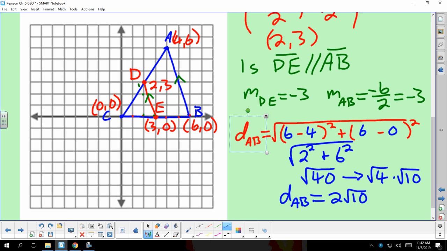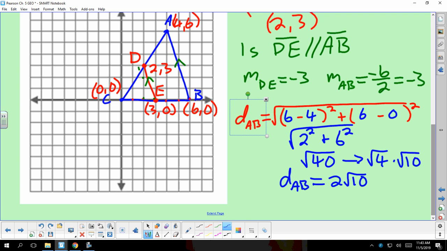What I'm hoping when I calculate DE is that the length of DE is going to be half the length of AB. So half of 2 is just 1. So hopefully the length of DE is just the square root of 10. Right. Let's again set up our distance formula for DE.